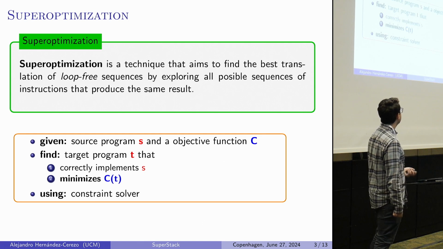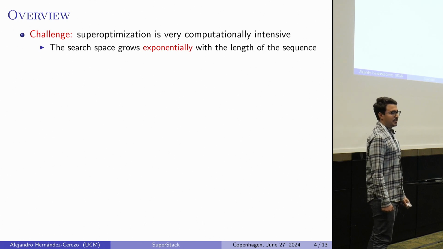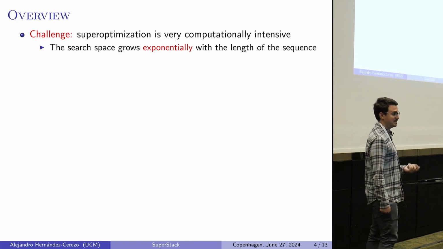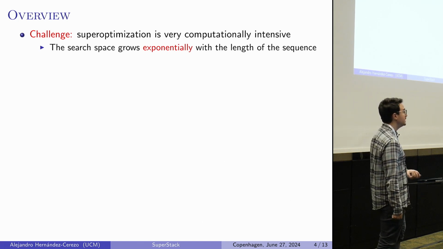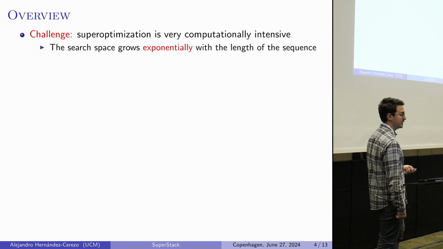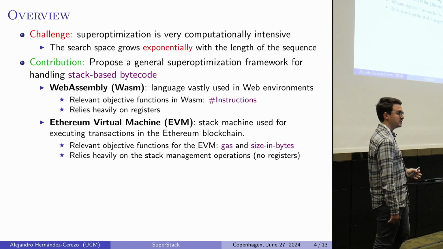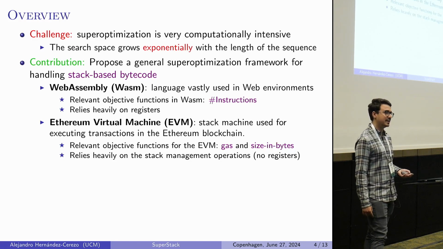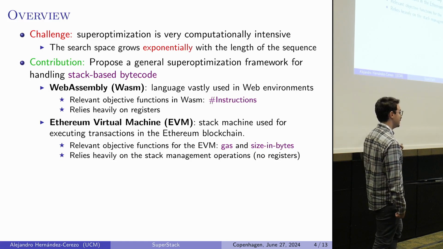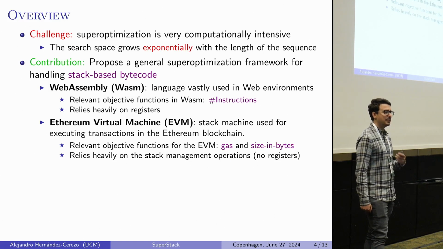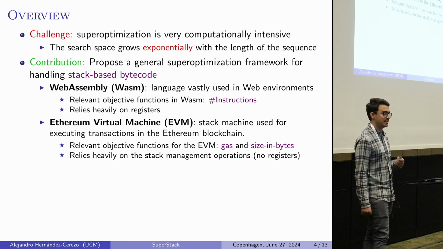In order to do so, we are going to use a constraint solver for doing the search. The problem with superoptimization is that it is a very computationally intensive technique, and this is because the search space is growing exponentially with the length of the sequences we are considering. So we have made 2 major contributions in this work. The first one is to propose a general superoptimization framework for handling this kind of stack-based bytecode. We have applied it to WebAssembly, which I have already explained, but we have also applied it to the EVM. The EVM is the stack machine used for executing transactions in the Ethereum blockchain.